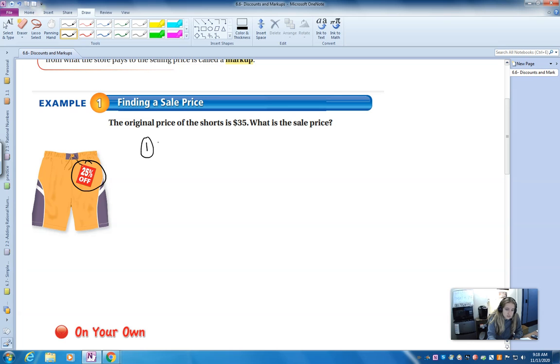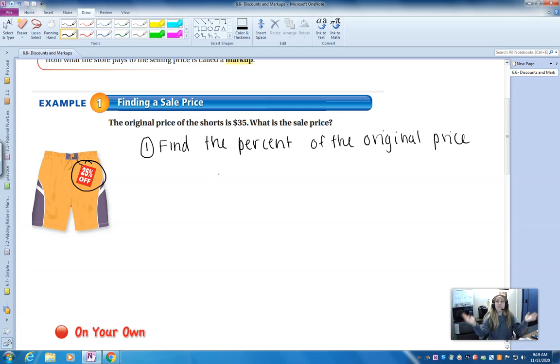So, the first thing you need to do is you need to find the percent of the original price. What that means is you need to find the percent of the item that you are actually paying for. So, if the shorts were not on sale at all, you would be paying for 100% of the price. So you are going to go 100% minus 25%, which is the discount, to get how much you're actually paying for. So you are going to be paying for 75% of the item.